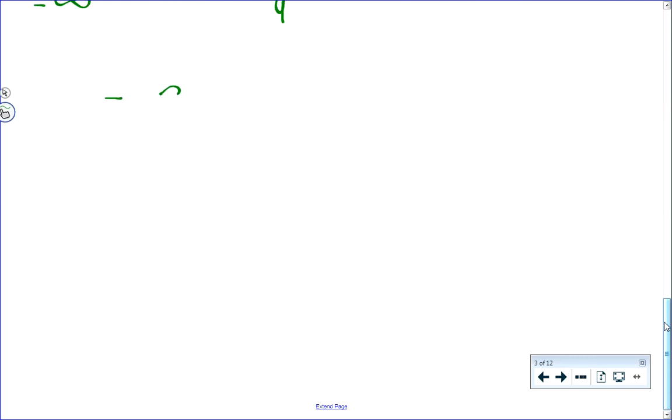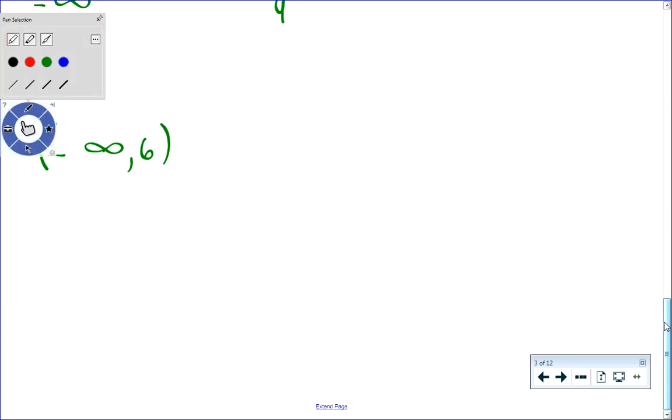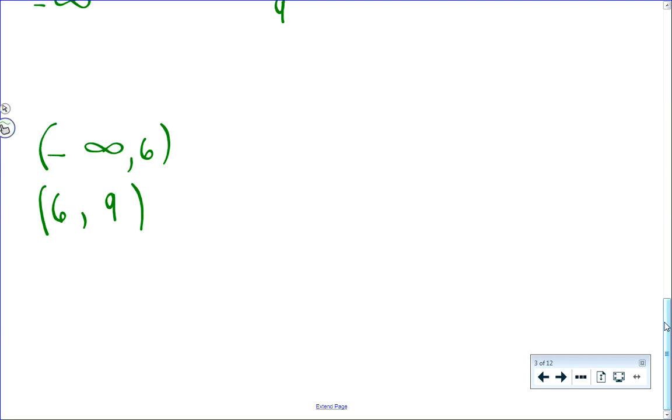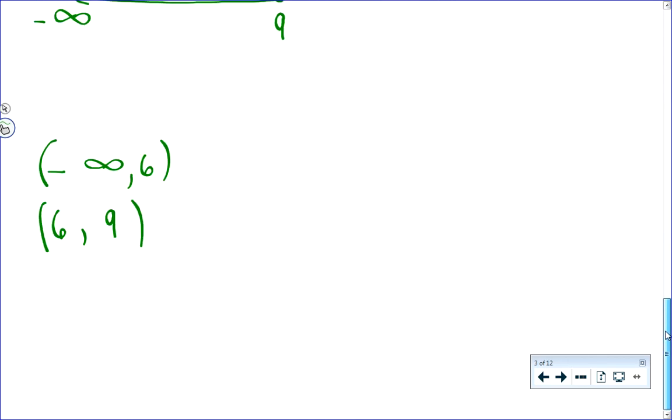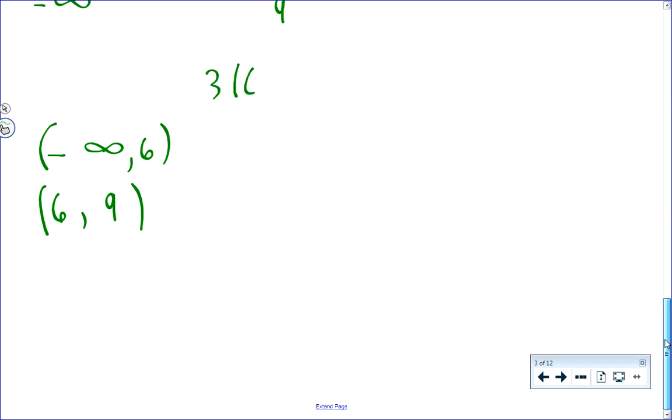We have negative infinity up to 6. Six up to 9, and that's it. We end at 9. So there's only 2 rows to this derivative chart. Across the top, we're going to put all of the factors, and I have 3 multiplied by 6 minus x, and I also have 2 multiplied by 9 minus x to the half.